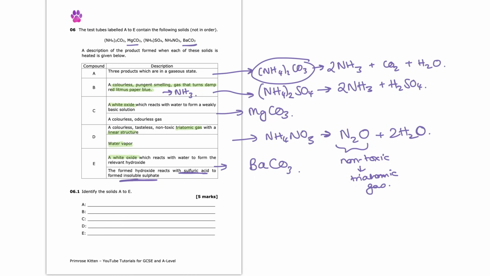So quite a challenging question, that one, so don't worry if you're not sure of it. Obviously there was a lot of knowledge needed there and a lot of understanding as to how these things might react. So A, we said, was ammonium carbonate. B, we said, was ammonium sulfate. C was magnesium carbonate. D was ammonium nitrate. And E is barium carbonate.